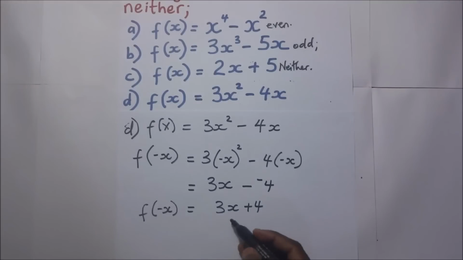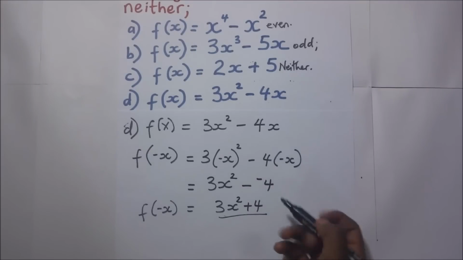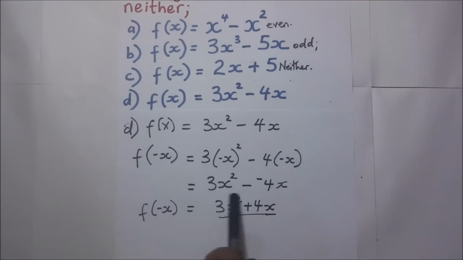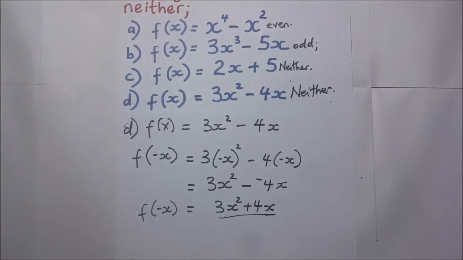Now you realize that there is no connection between this function and that function in terms of what we call an odd function and an even function. So what does that mean? It means that this is neither odd nor even.